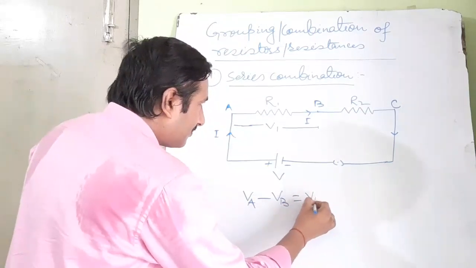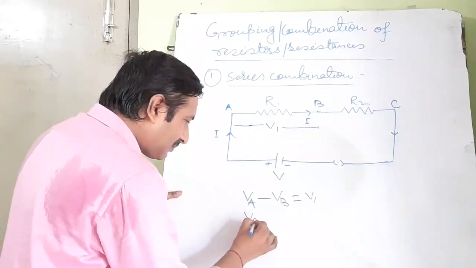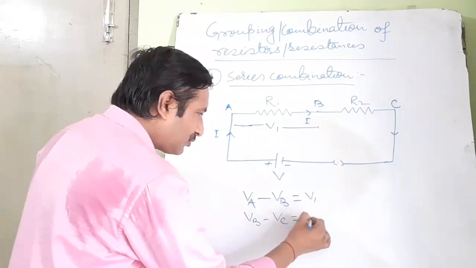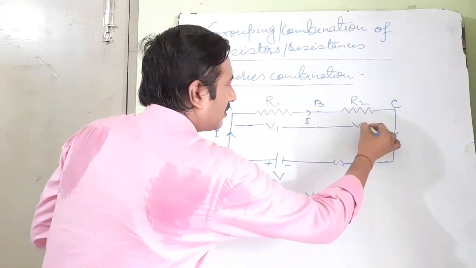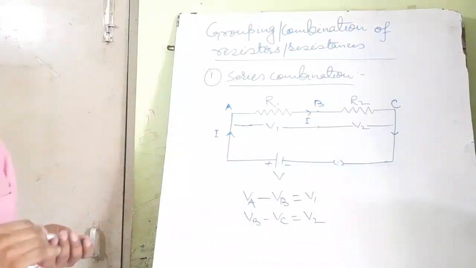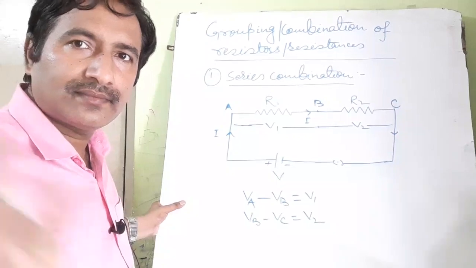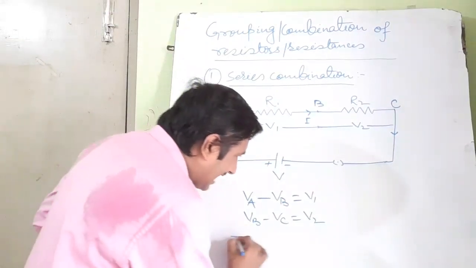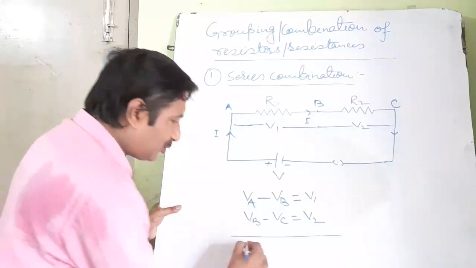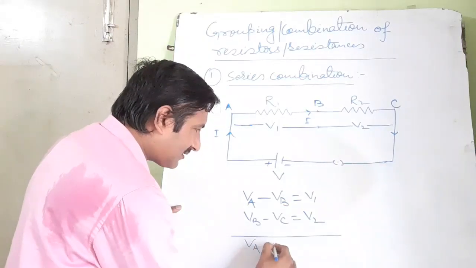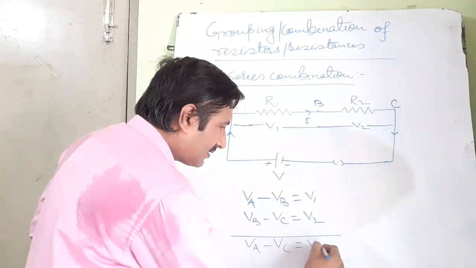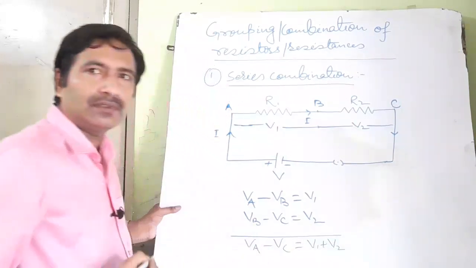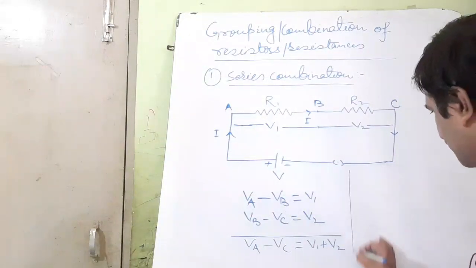It is V1. Potential difference between point B and C, it is V2. You take it V2. Got it? So if you will add these two, what will you get? VA minus VC. This is equal to V1 plus V2.